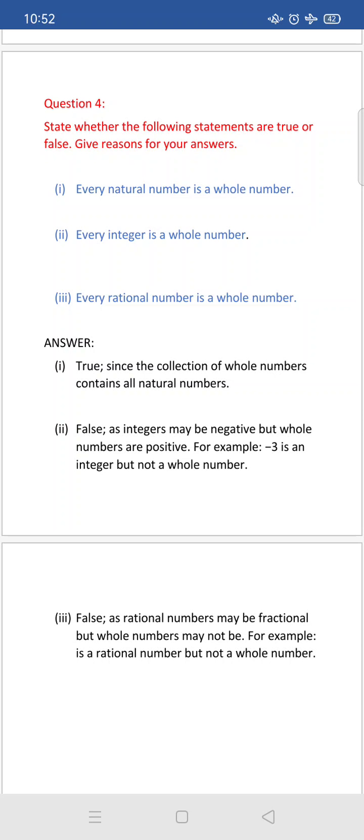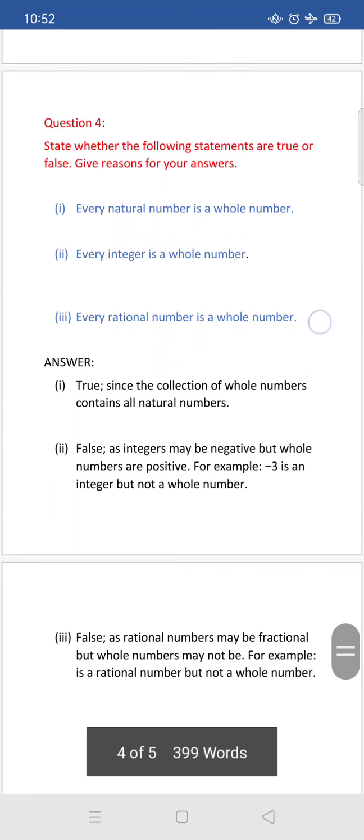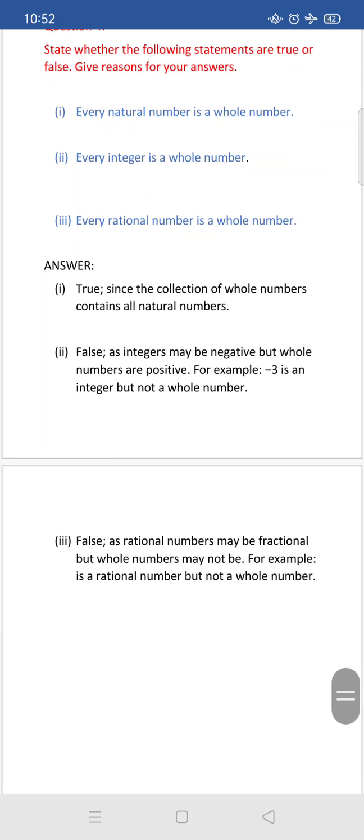Whole numbers start from 0, 1, 2, 3 and so on. Natural numbers are 1, 2, 3, 4 and so on, right? So whole numbers include all the natural numbers. For that reason you can easily say that every natural number is a whole number. Now we will move on to the next question, that is every integer is a whole number.